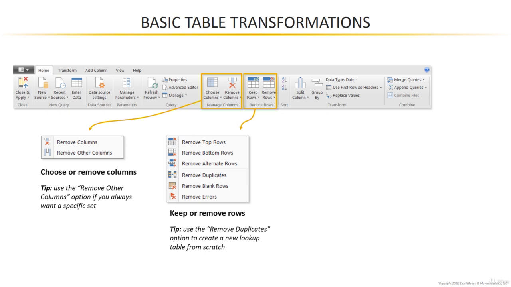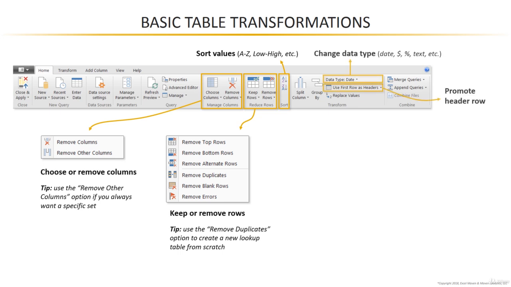Remove the top rows or bottom rows. You can set a specific number of rows to keep or remove. This is really helpful if you have files that might have header rows or footers or grand totals that you need to strip out. Other options here, you can remove alternate rows or you can remove duplicates. And that can be a great way to actually create new lookup tables from scratch by creating unique lists of IDs, for example.